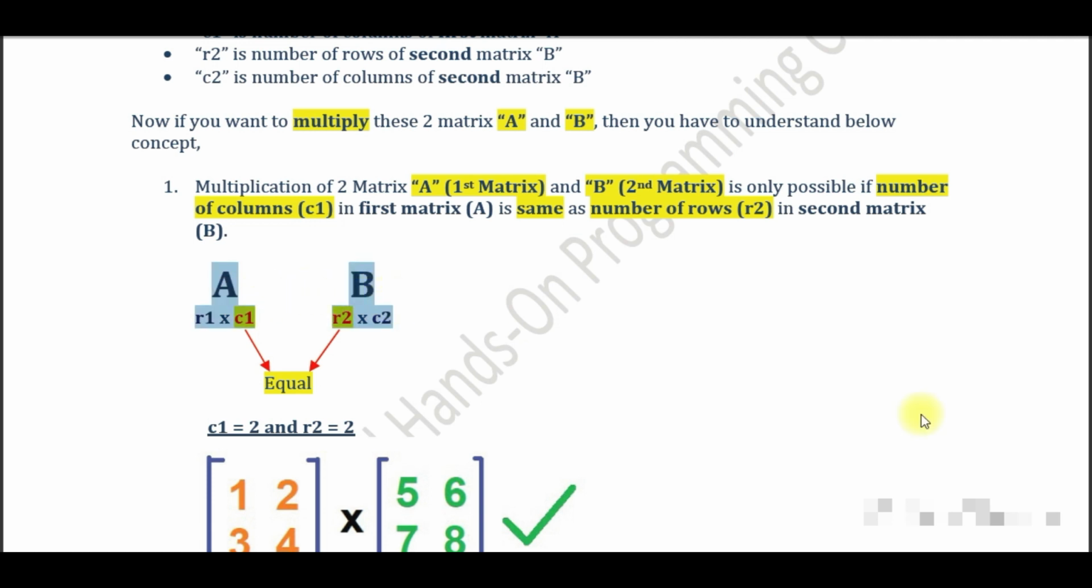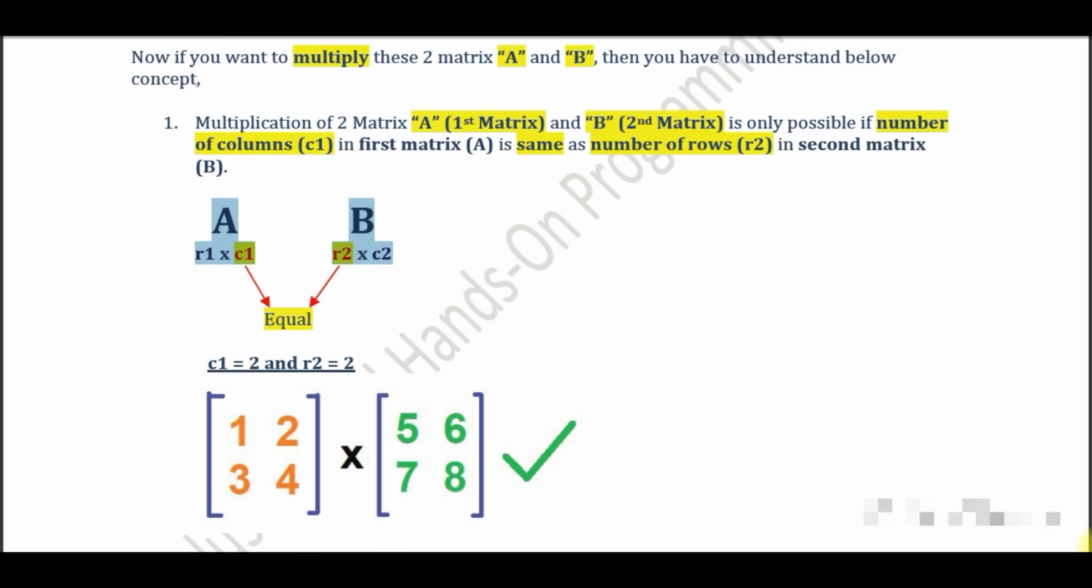If I take an example, you can see here the column count, that is C1, in my first matrix is 2. This is my first column, this is my second column. And in my second matrix, B, the row count is 1 row and 2 rows, that is basically 2 rows. So the column count of the first matrix and the row count of the second matrix are both equal to 2. That means both are the same, and I can multiply these two matrices.